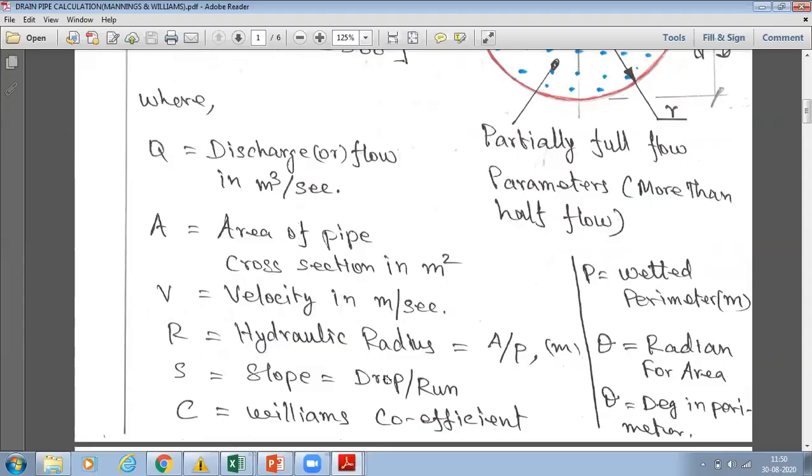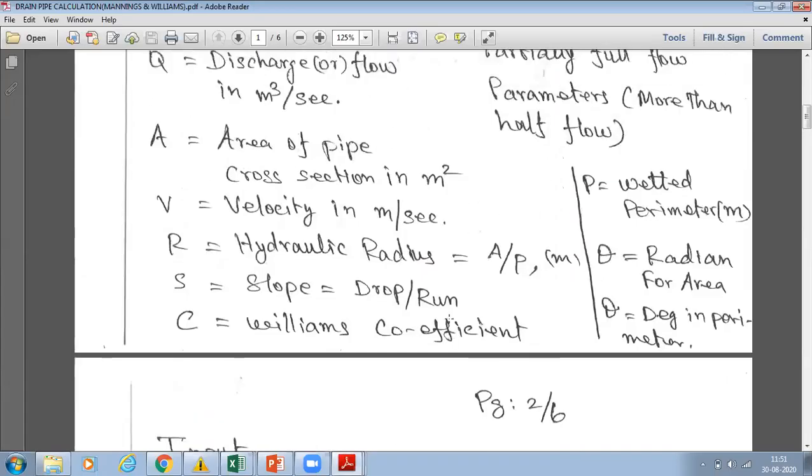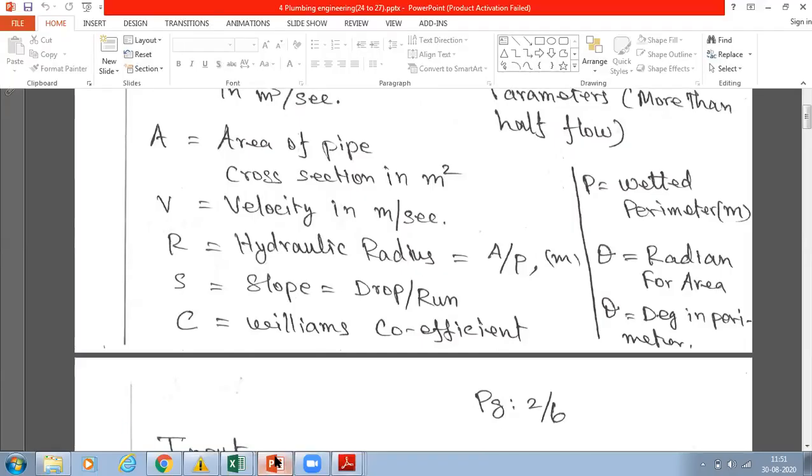Slope formula you know: 1 is to 300 means 1 divided by 300, 1 is to 400 means 1 divided by 400. That only you put, drop by run. C equal to Hazen-Williams coefficient. The Williams coefficient table is there. From the table only we will put that coefficient. I will show that Williams coefficient.